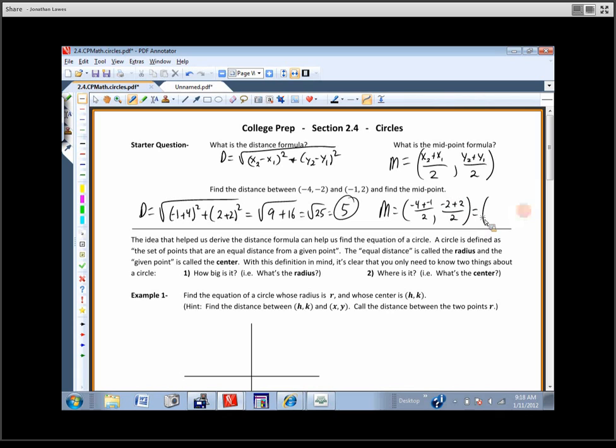So let's see what we get here. Negative 4 plus negative 1, that's just going to be a negative 5, divided by 2, so that's negative 5 halves. It's okay to leave that as an improper fraction. And what about the y-coordinate? 0 over 2. Remember, it's not a problem having a 0 in the numerator. It's a problem having 0 in the denominator. So this is negative 5 halves comma 0.